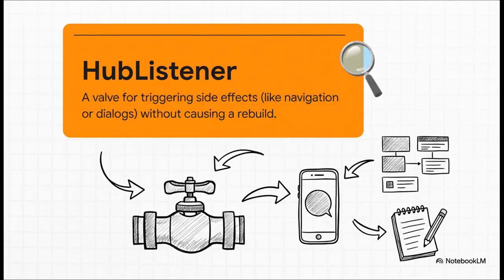And last but definitely not least, we've got the hub listener. Now this one is so important for clean architecture. The best way to think of it is like a pressure valve. It lets you react to a state change by doing something, a side effect, like popping up a dialog or navigating to a new page. But here's the kicker. It does it without rebuilding a single piece of UI. This is how you keep your actions totally separate from what the user sees.